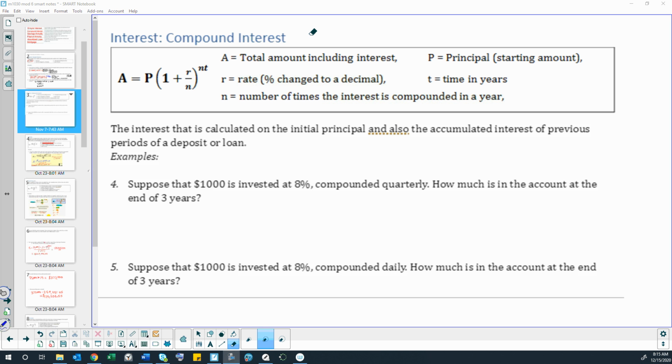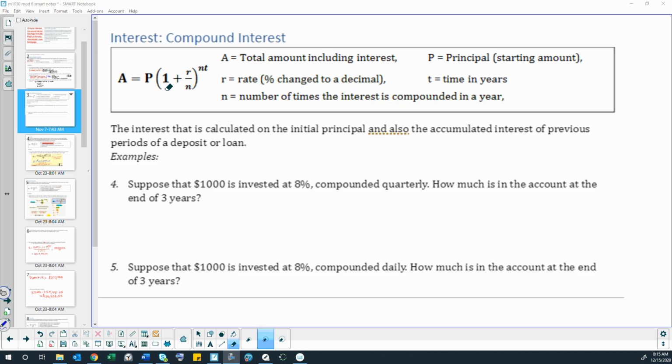Okay, so we have P, which is the principal. We have R, which is the rate, but you always change it to a decimal. It's pretty much always given to you as a percent, and you always want to give your answer as a percent, but you always use it as a decimal. T is the time in years, and N is the number of times the interest is compounded in a year.